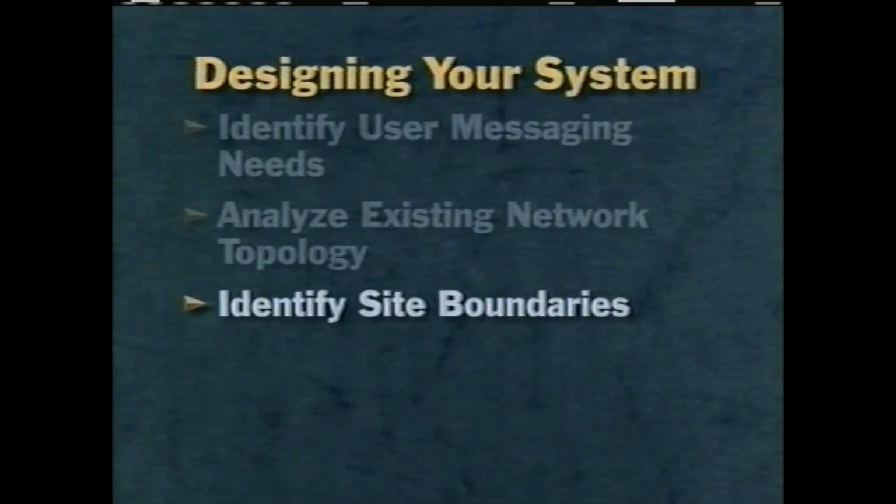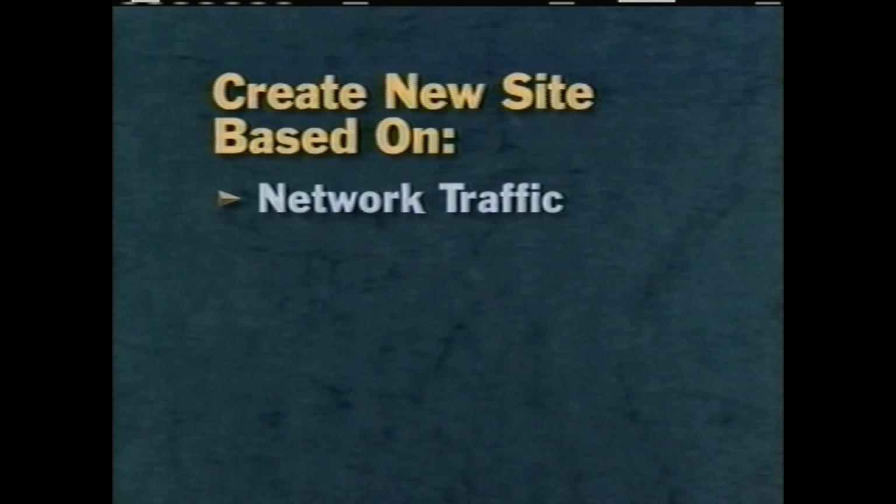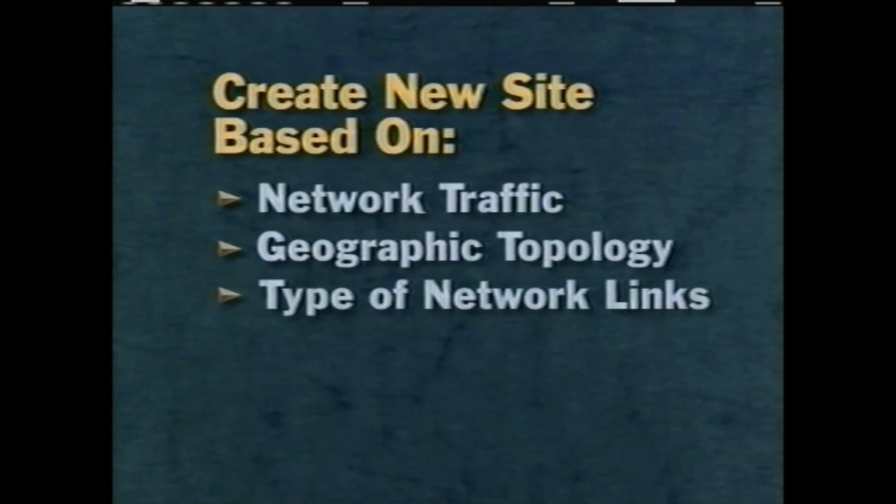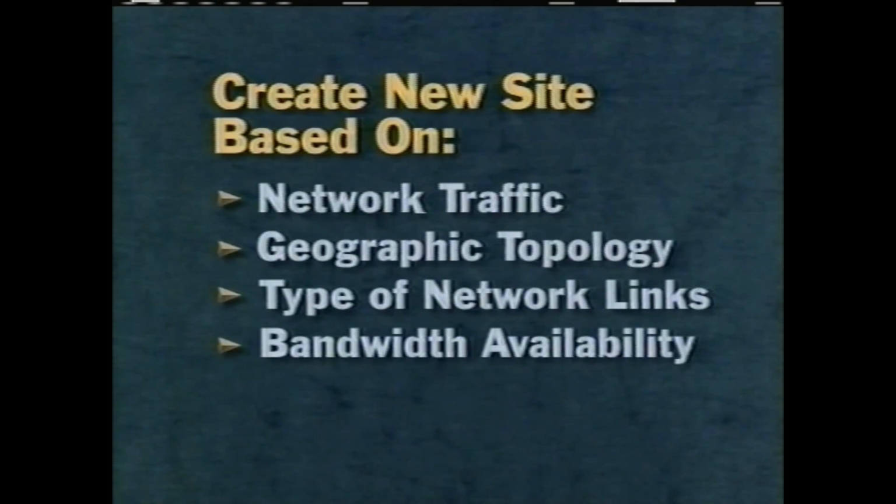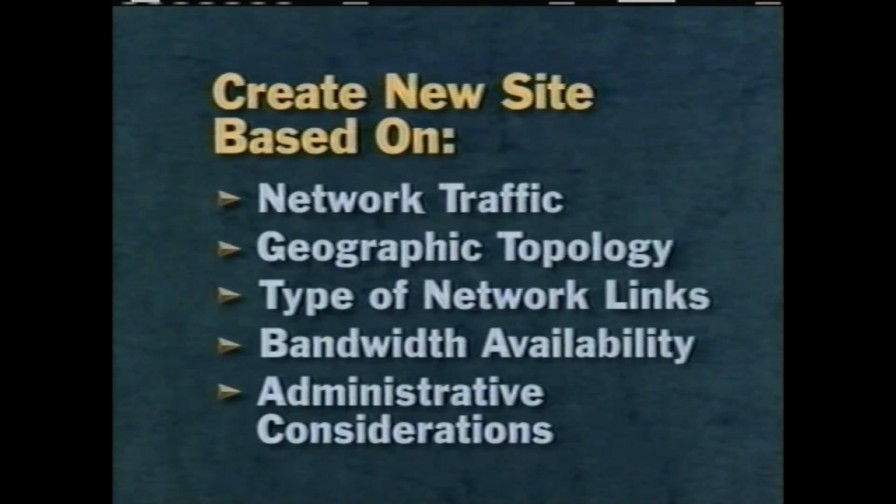First, you need to identify where your site boundaries can be drawn. Then you can determine the number and locations of your sites. Based on your network topology and bandwidth resources, you can determine logical boundaries for your sites. As a rule, try to keep the number of sites to a minimum by making each site as large as is feasible. This will simplify configuration and help ease administration. Create new sites only when it is warranted because of network traffic, the geographic topology, type of network links, availability of network bandwidth, or administrative considerations.